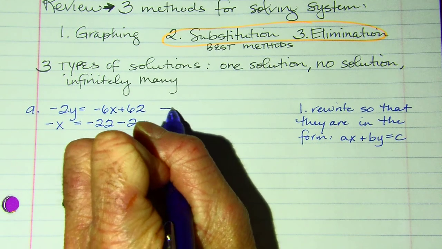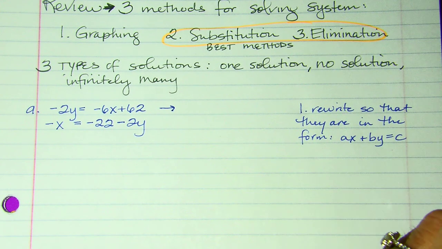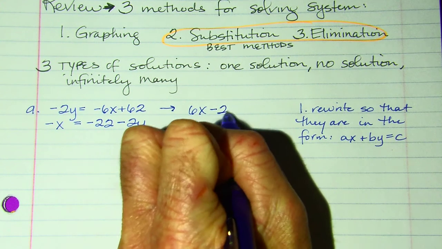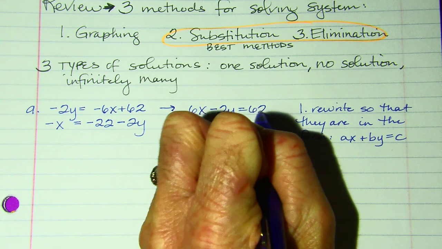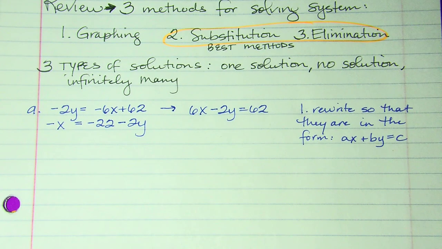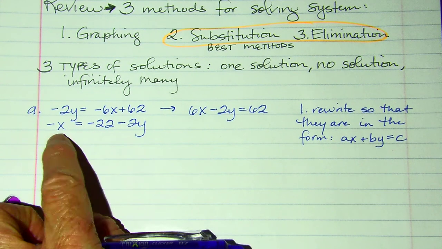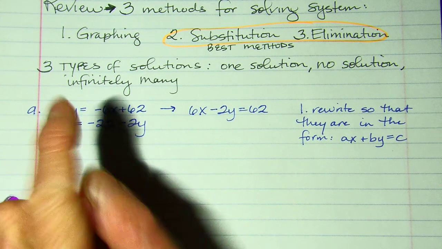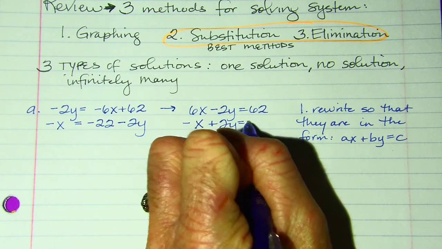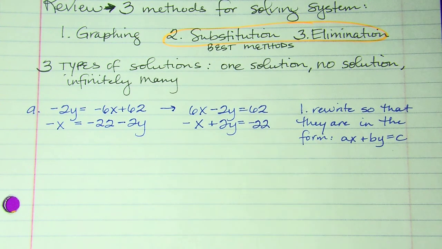So if I rewrite this equation, if I want x and y together, I'm going to move x. So I would have 6x minus 2y equals 62. Okay, so I added 6x. On the next equation, I have x already on the left, so I'm going to move 2y. So negative x plus 2y equals negative 22.